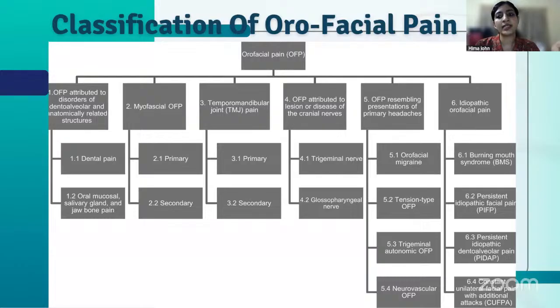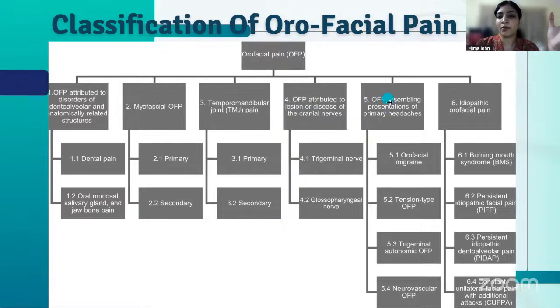So this is a concise format, okay, which can be reproduced in your papers. Which is easier for you students to write down and easier to understand also, okay? Because the first part here deals with structures from the tooth as such or related structures. Next is your myofascial pain. Third one is your pain related to your temporomandibular joint, either primarily due to some kind of derangement or due to secondary causes. Next is pain which arises from cranial nerves.